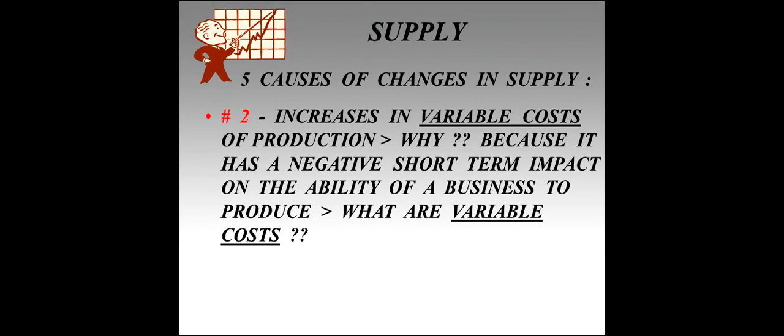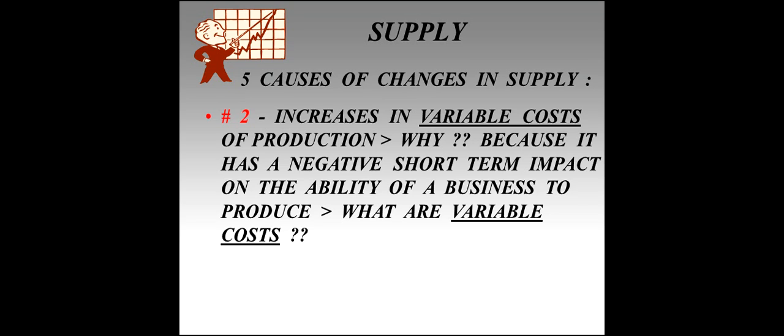The first of the four things that can cause a change in total supply to a market and shift a supply curve is increases in variable cost of production for businesses. And why? Because it has a negative short-term impact on a business's ability to produce whatever good or service that they're producing.